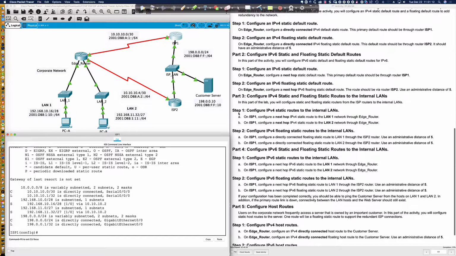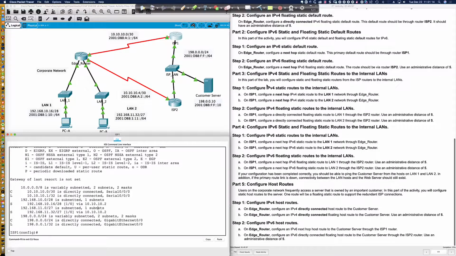All right, so again, let's come back from that segue to pick up where we just left off, which is we've configured these two static routes on ISP1. So now we're going to configure floating static routes for those internal LANs. And this is going to be even easier than the first two next hop IPv4 static routes that we created, because now we're going to be creating next hop, and let me make sure that that's what it's asking for. Oh, I'm sorry. These are going to be directly connected. So these will be a little bit different, but again, it's going to be very similar.